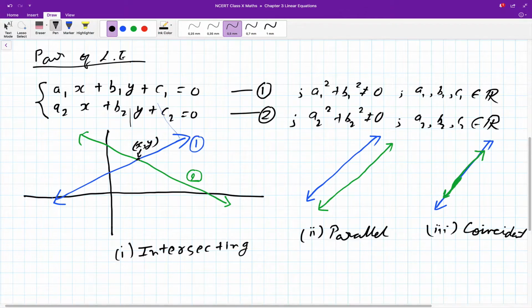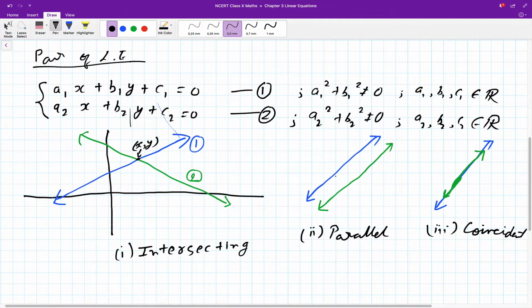which will satisfy both of these equations at the same time. So in case of intersecting, there will be one and only one solution like this. This value of xy will satisfy equation 1 and equation 2 as well, which means that xy is a solution to equation 1, xy is also a solution to linear equation number 2, and thus xy is a solution to this pair of linear equations.